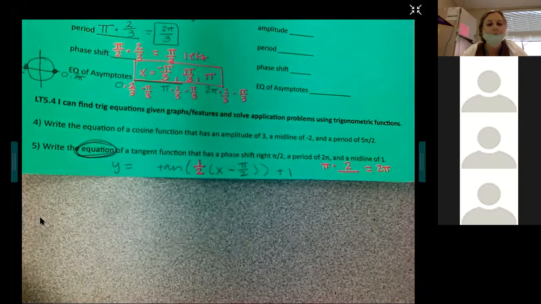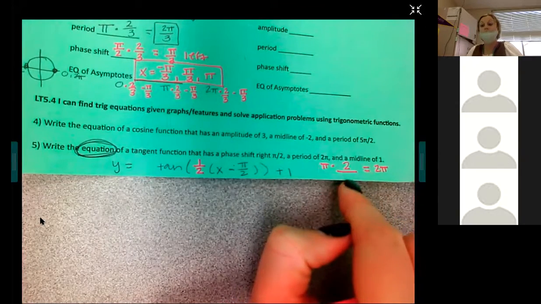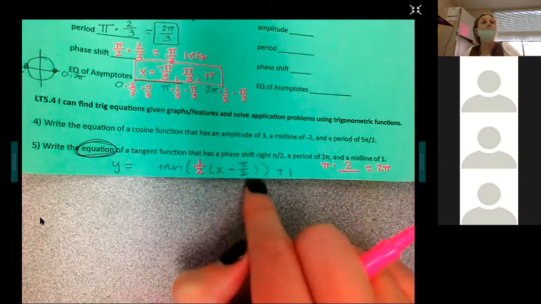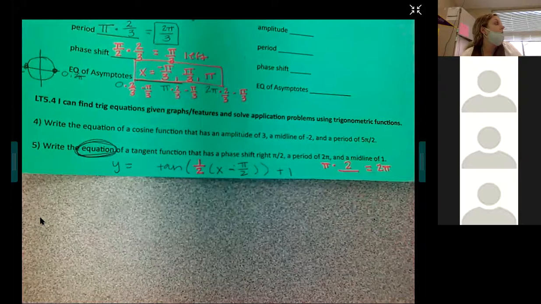Always simplify it, one half x. Yes, you could put 1/2 x minus pi over 4, but you don't have to. You can leave it just like this. If you put 1/2 x minus pi over 4, that's fine. Same thing. Very good question. Is everybody okay with 5 now? All right, let's keep rocking and rolling.